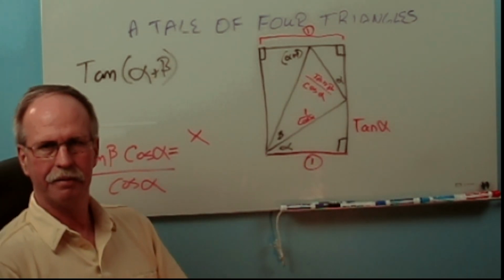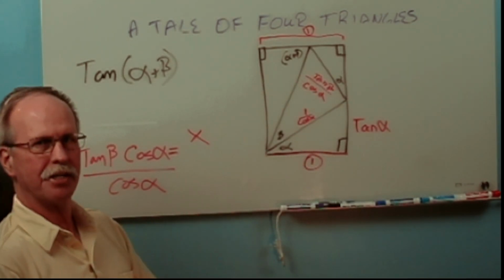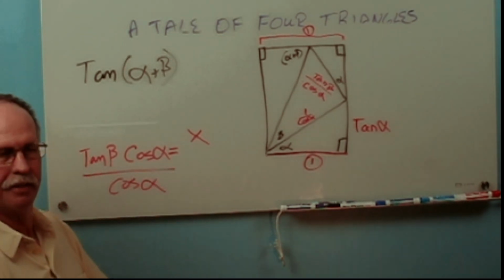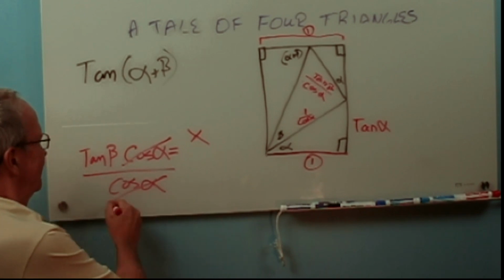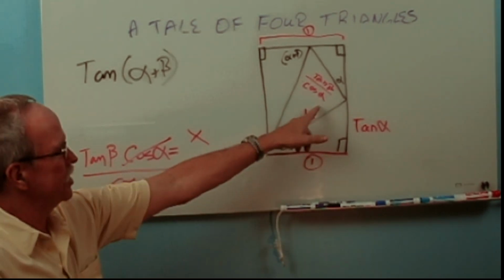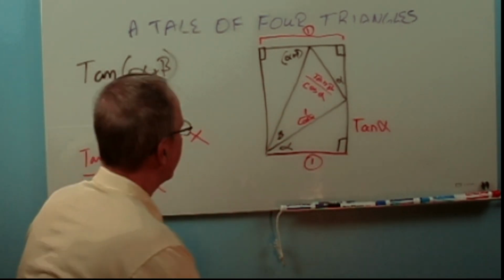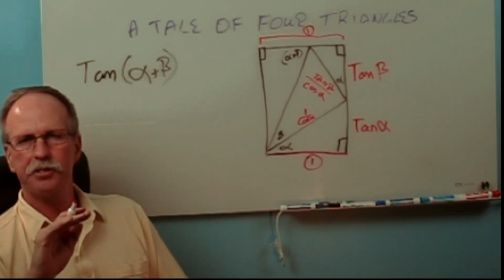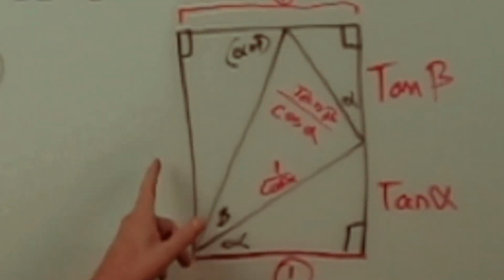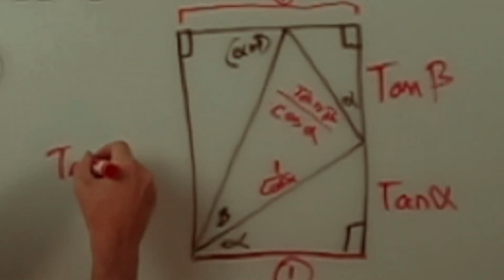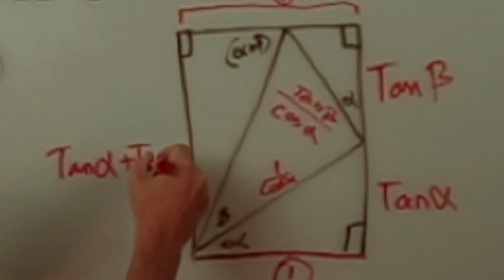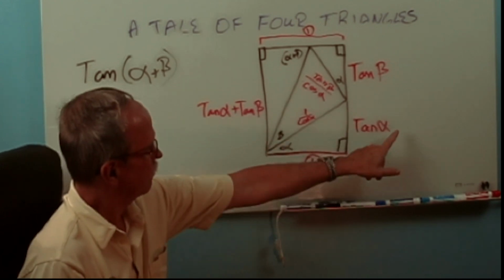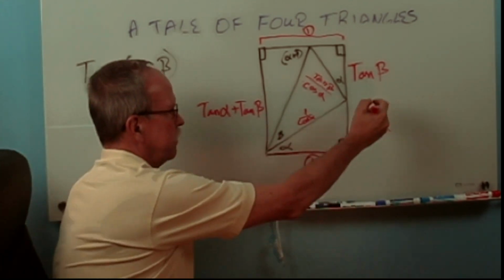Oh, wait a minute. What did I miss? That's cosine alpha, and that's cosine alpha. Those cancel. See why I use the cosine over here? That becomes the tangent of beta. Well, we've solved for another side, haven't we? This one right here is tangent alpha plus tangent beta.